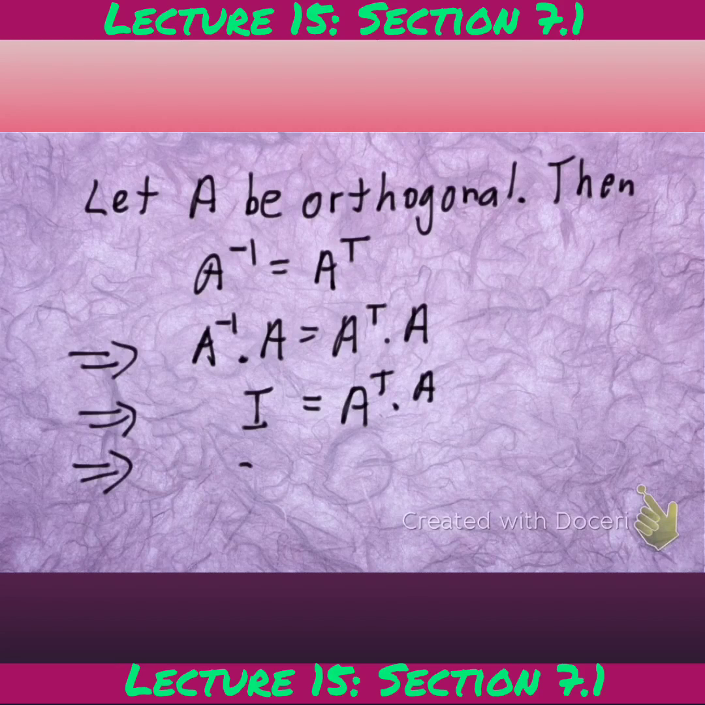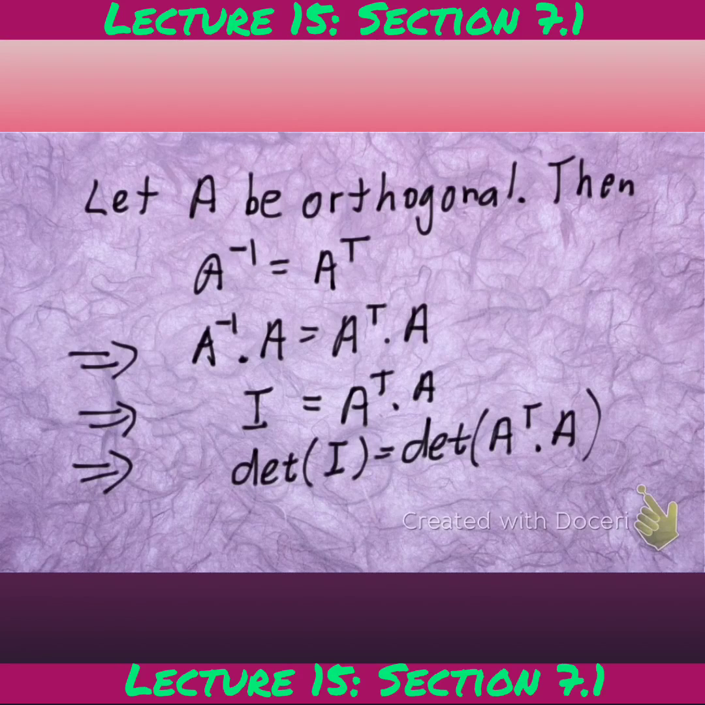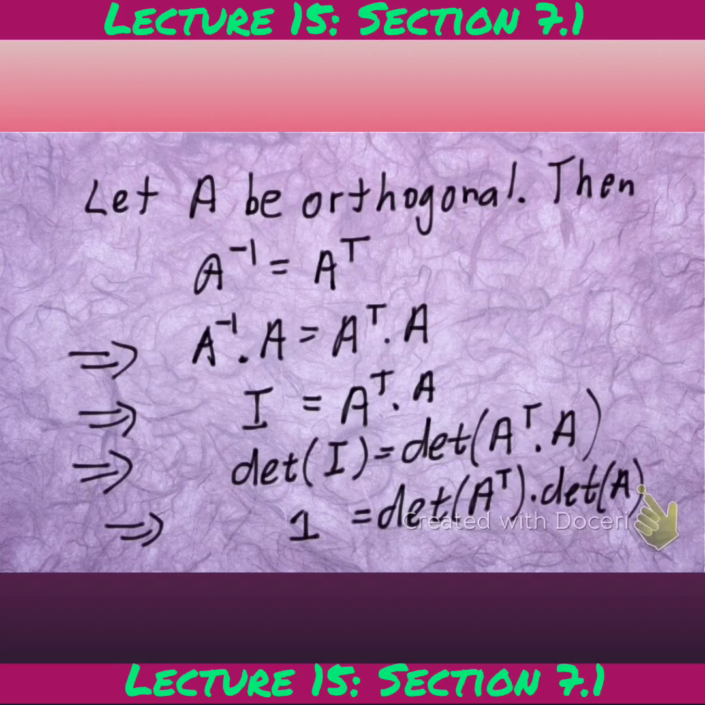And that's going to imply that the determinant on the left-hand side is equal to the determinant on the right-hand side, A's transpose times A. And that is going to imply that the determinant of the identity matrix is 1, and that is the determinant of A's transpose multiplied by the determinant of A. Alright, so therefore we can replace the determinant of A's transpose with the determinant of A. So it becomes determinant of A squared is equal to 1.